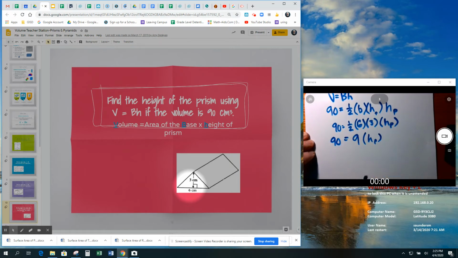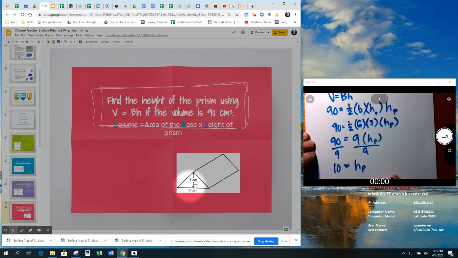Oh boy, easy math. So I'm going to isolate the variable, which is HP, using the opposite operation. So I'm going to divide by 9 on both sides. And I have 10 equals HP.